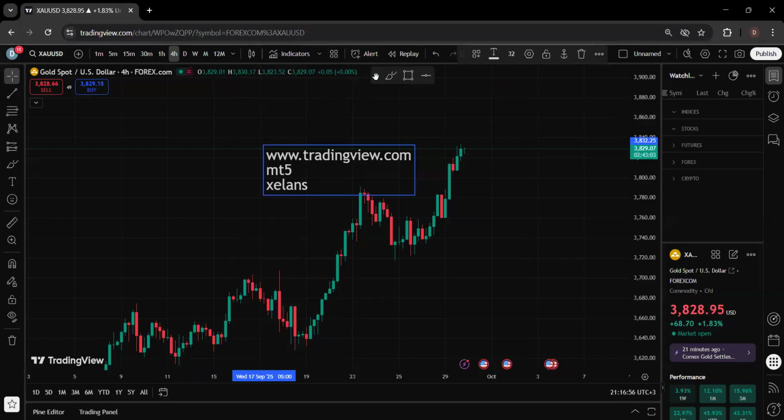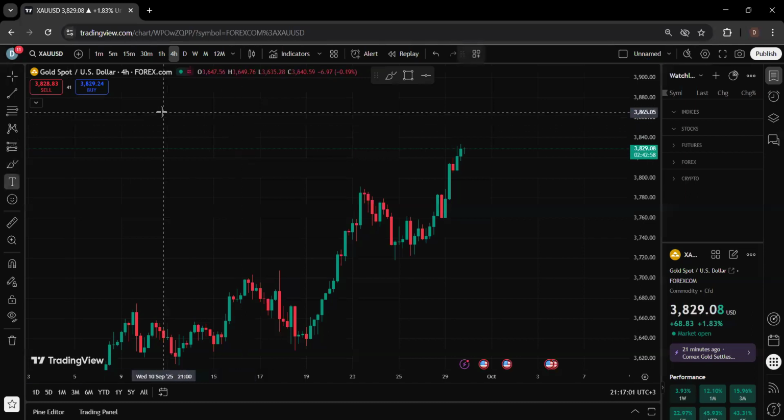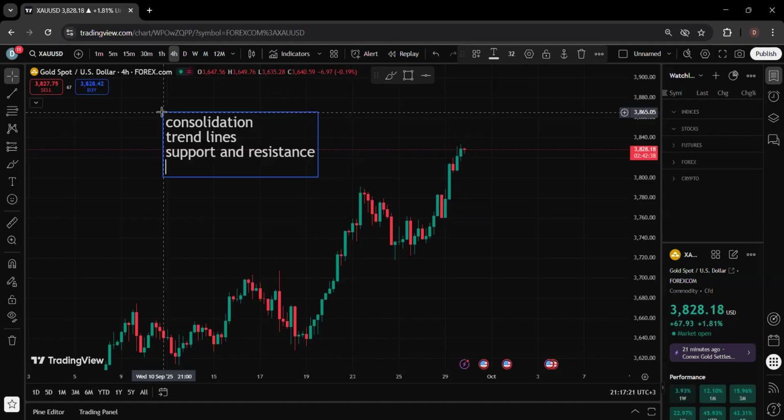So today we have different strategies that we'll be learning. The first strategy is how to trade a consolidating market, consolidation. The second one will be how to trade within the trend lines. The third one will be how to trade using support and resistance. Then the fourth one will be how to use fair value gaps. Only that. And with all those four strategies, it will be very easy for you to tackle any market without any complications. So make sure you stay tuned.